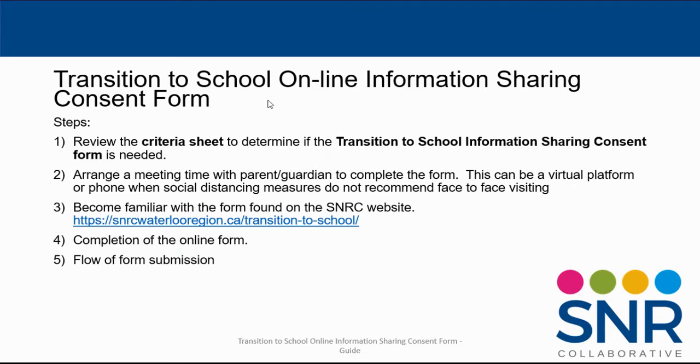Step 1, review the criteria sheet to determine if the transition to school information sharing consent form is needed. Step 2, arrange a meeting time with the parent guardian to complete the form. This can be a virtual platform or a phone call when social distancing measures do not recommend face-to-face visiting.